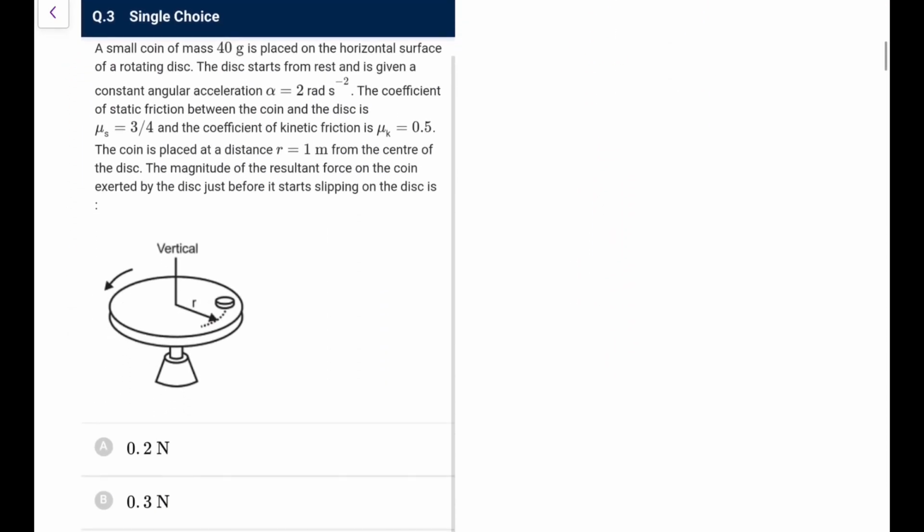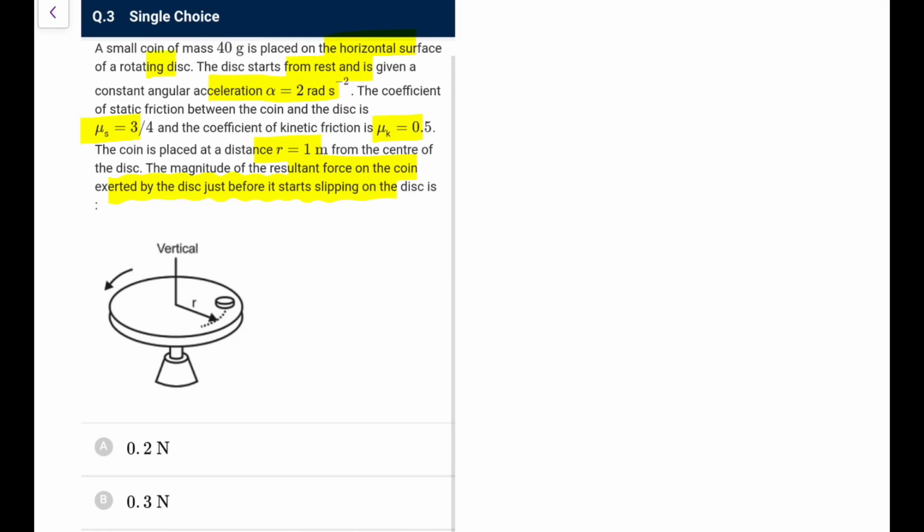A small coin of mass 40 grams is placed on the horizontal surface of a rotating disk. The disk starts from rest and is given an angular acceleration alpha. The coefficient of static friction is this, kinetic is this. The coin is placed at distance 1. We need the magnitude of the resultant force on the coin exerted by the disk just before it starts slipping.